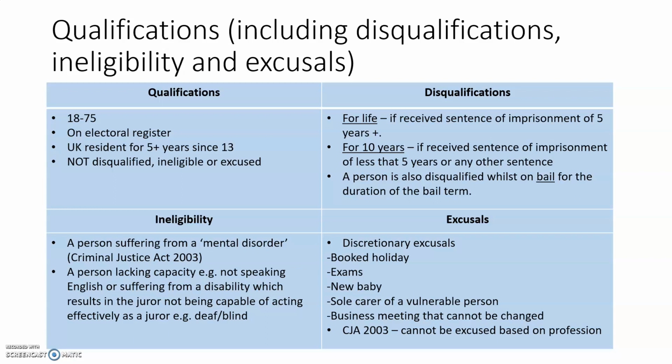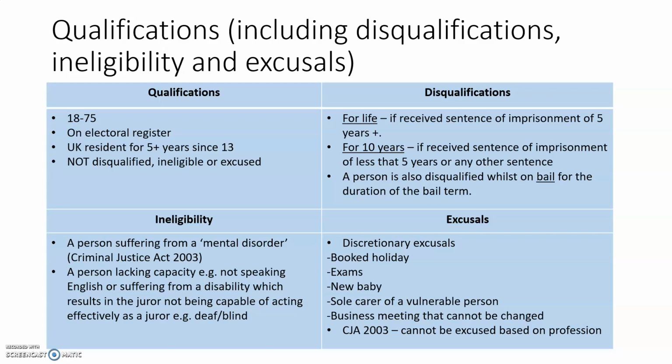Disqualifications, you're disqualified for life if you've received a sentence of imprisonment of 5 years or more. You're disqualified for 10 years if you've received a sentence of imprisonment of less than 5 years or any other sentence. And you're disqualified whilst on bail for the duration of the bail term.